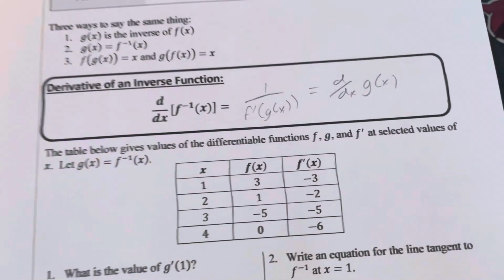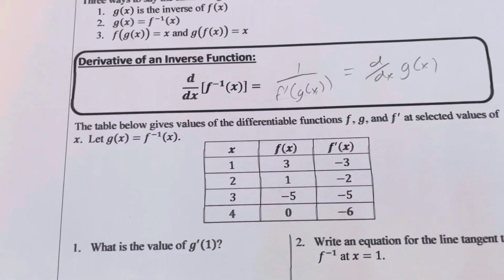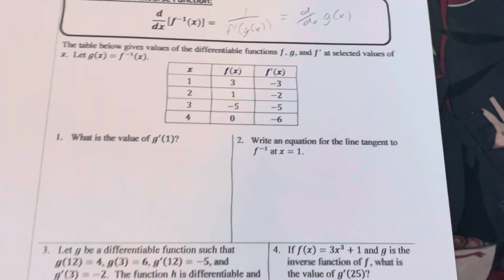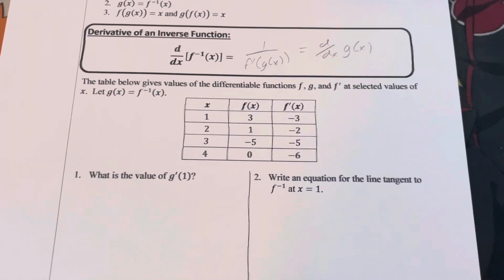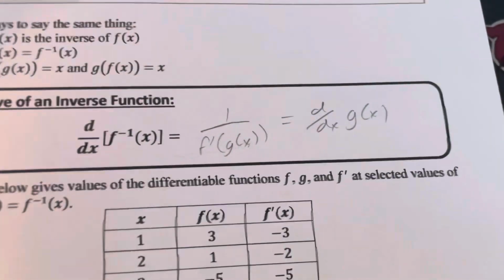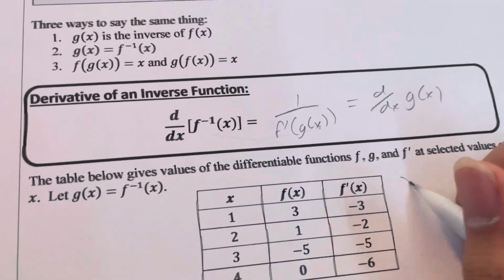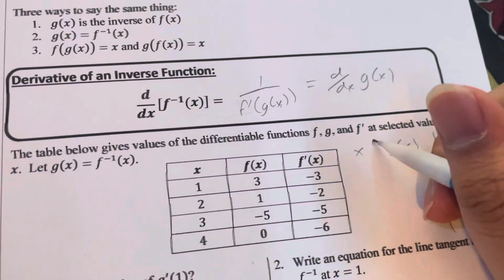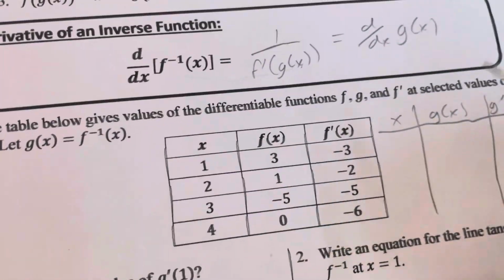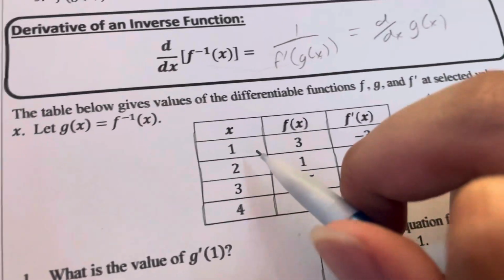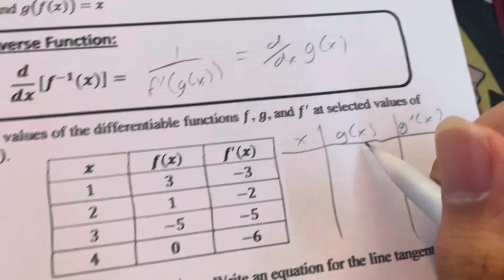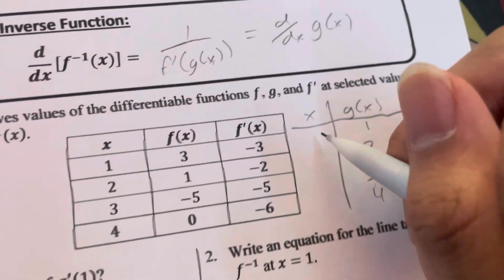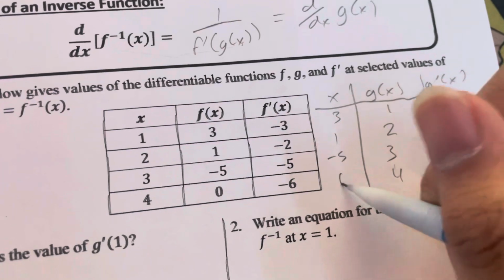The table below gives values of the differentiable functions f, g, and f prime at selected values of x. Let g of x be the inverse of f of x. So you could use the formula, but a much easier way of doing it is just creating a table of values. So x, g of x, and then g prime of x. Creating a table of values, switching the y and x values. So right here, if this is the x value, over here the y values are 1, 2, 3, and 4. And then the y values over here are the x values, which is 3, 1, -5, and 0.